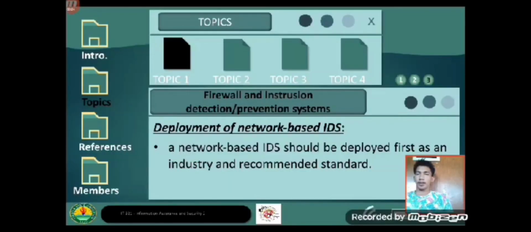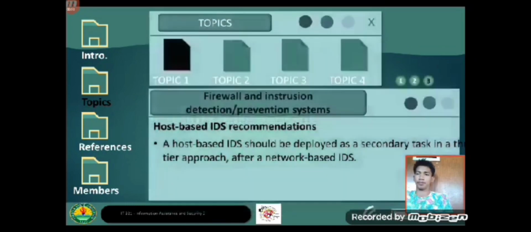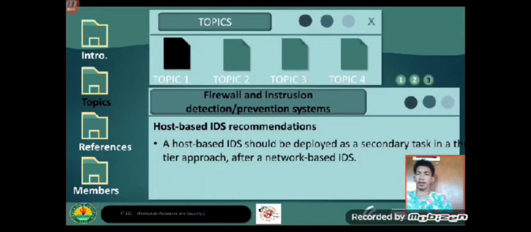Deployment of network-based IDS. A network-based IDS should be deployed first as an industry recommended standard. Host-based IDS recommendations. Host-based IDS should be deployed as a secondary task in a three-tier approach after a network-based IDS.